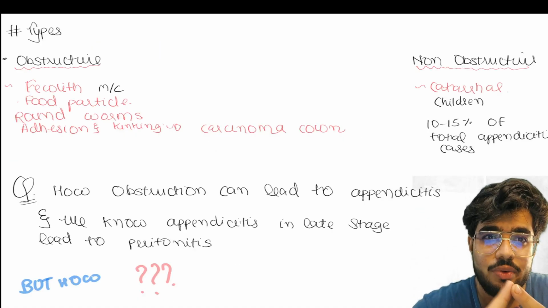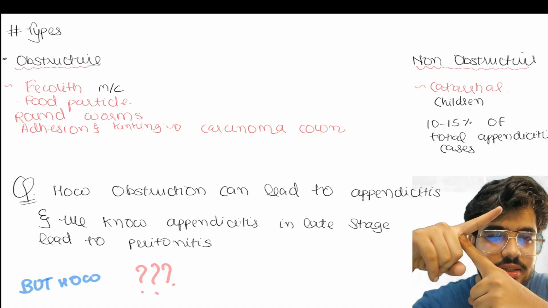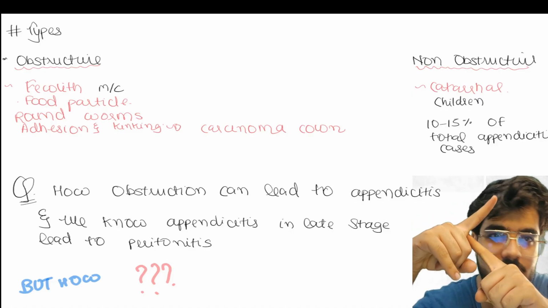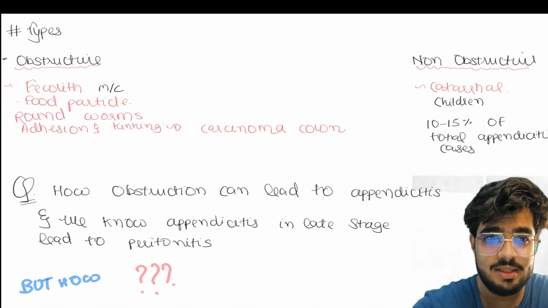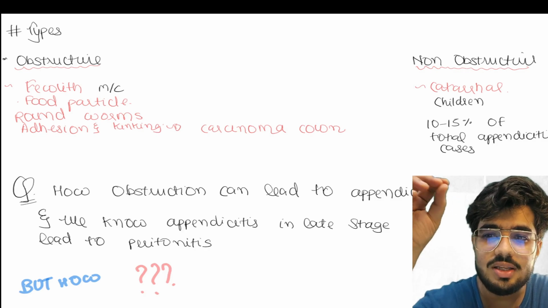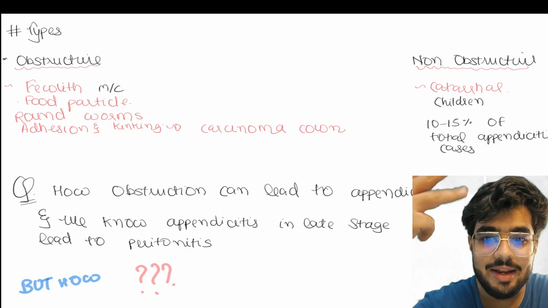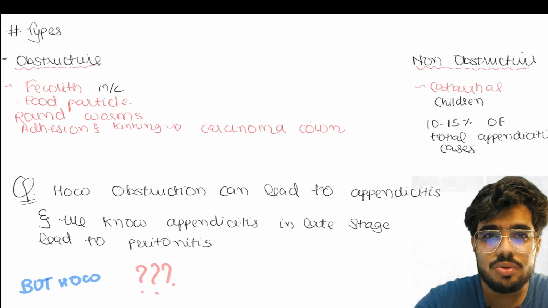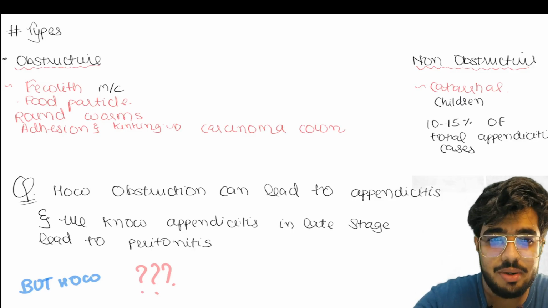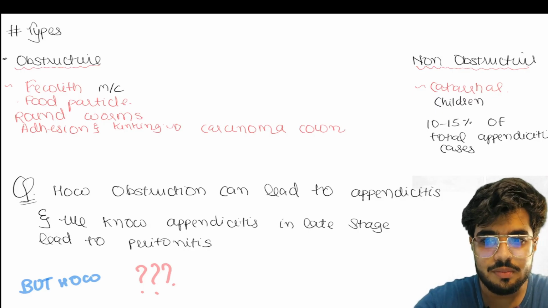From the names obstructive and non-obstructive we can understand: if the lumen of the appendix gets blocked, leading to inflammation, we call it obstructive appendicitis. If there is no obstruction and it leads to appendicitis, we call it non-obstructive. So what things can cause obstruction? Fecalith, food particles, roundworms, adhesions, and kinking in case of carcinoma of the colon. And non-obstructive, we call it catarrhal. It is more seen in children, and only 10 to 15% of total cases will be non-obstructive. So the most common is obstructive, and in obstructive, the most common is fecalith.